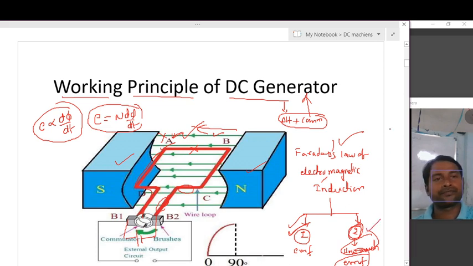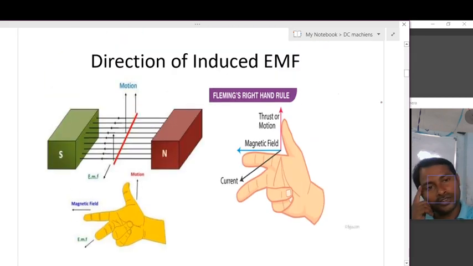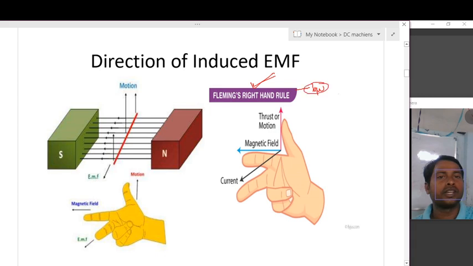And the next one: direction of induced EMF of DC generator. According to Faraday, he clearly explained how the EMF induces across the conductor, but he didn't explain the direction of induced EMF. So Fleming explained Fleming's right hand rule. This is not a law and this is not a theorem. This is a rule. Fleming invented this one.